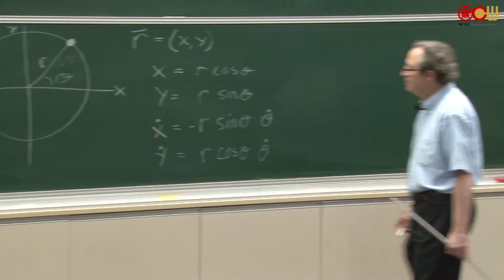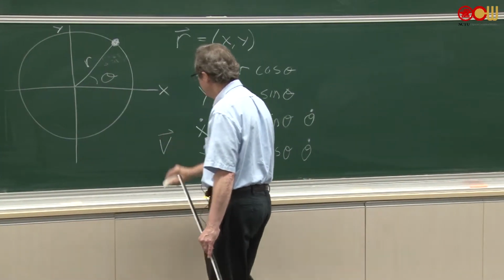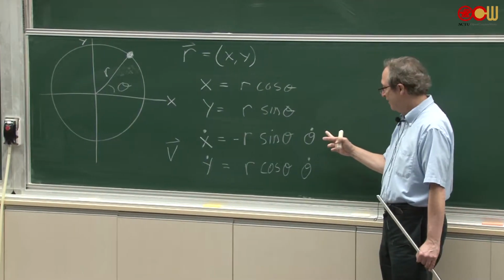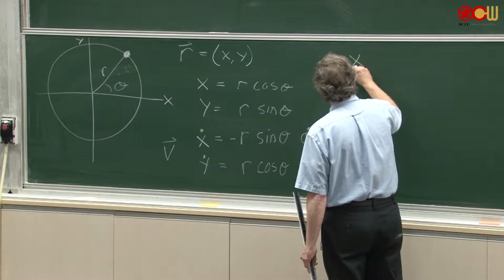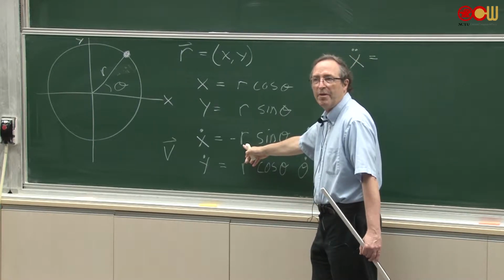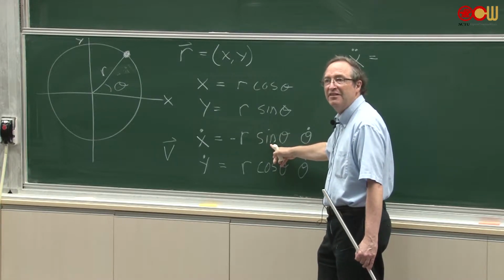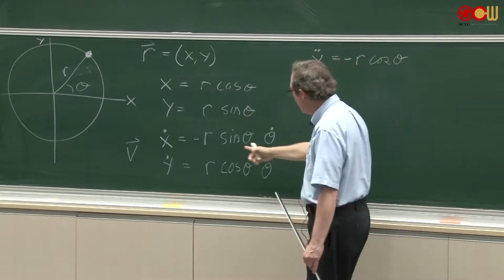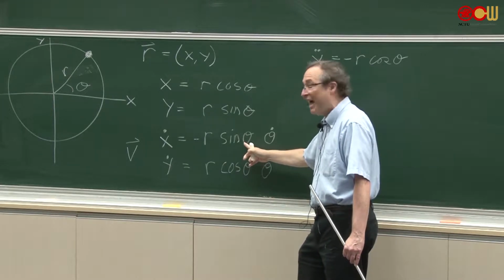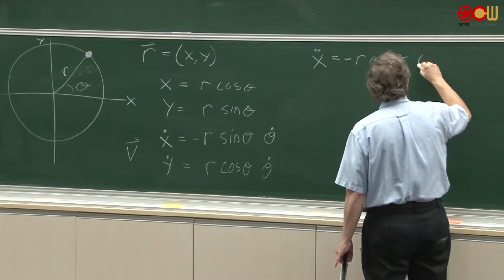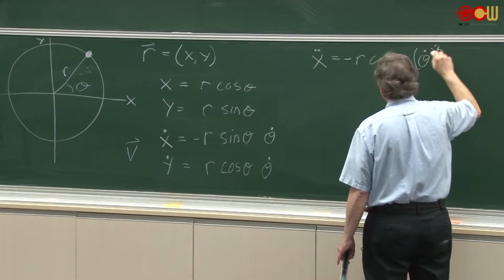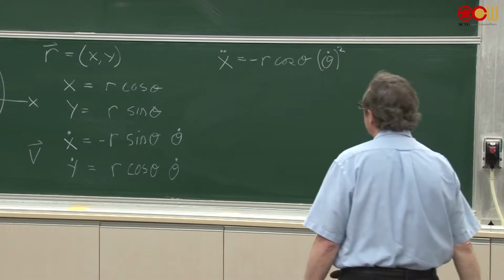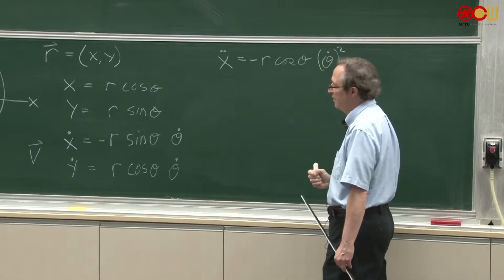Okay. So this is my velocity v, just given by that. Now let's find the acceleration. So we're going to take another derivative of each of these. So let's see what happens to x double dot. Derivative of r, we don't have to worry about. R is a constant. Derivative of sine is cosine. So I have minus r cosine theta. But then, because I have to take the derivative of what's inside, I get another theta dot. So I get theta dot squared, because I take the derivative of the argument, and then I multiply by the derivative of the argument with respect to time. Am I done?